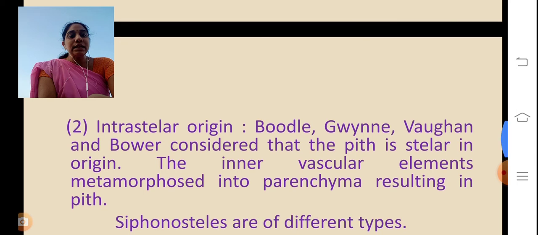Another theory is intrastelar origin. This was proposed by Boodle, Gwynne-Vaughan, and Bower.